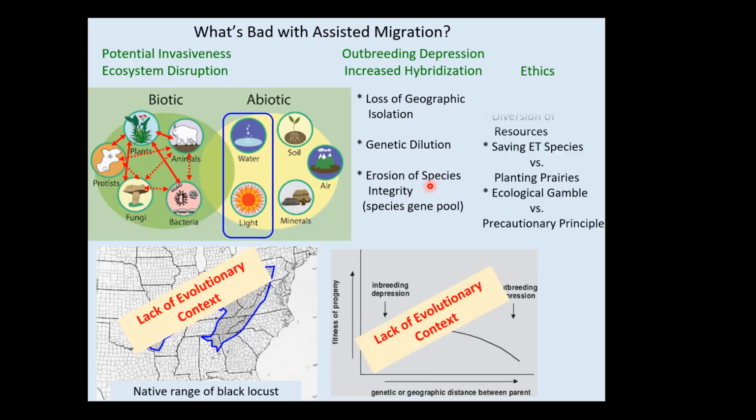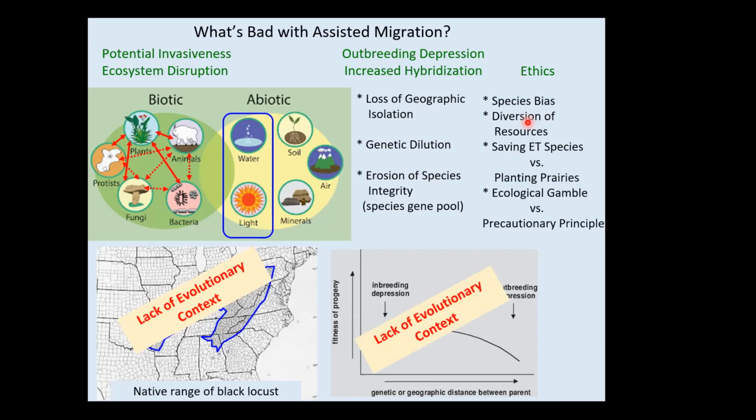And finally, I think there's an ethical reason not to do this. Because in a sense, you're picking out species and saying you're going to choose some species and not others, and there can be a species bias there. There's also the diversion of resources: you're spending money to do this when you could be spending money to do the planting the right way.